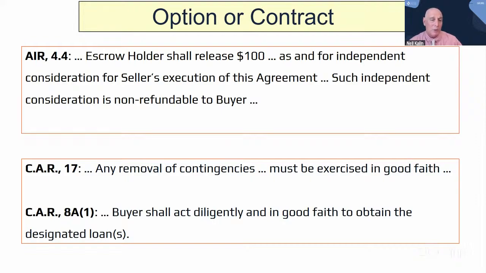We said, we don't really have a free look. It's not that difficult for a buyer to get out, but sometimes you might have a situation where it's pretty apparent that a buyer is acting in bad faith. And if a buyer is acting in bad faith, that would be a breach.